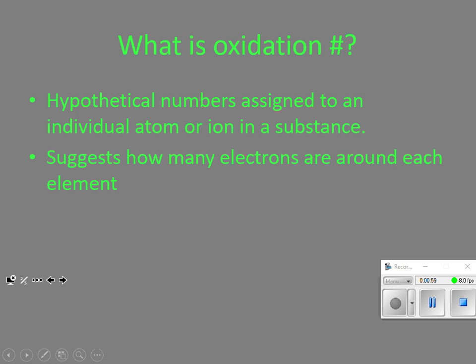Unfortunately, not only ionic compounds have oxidation numbers, but covalent ones do as well, and that's where things get a little more unclear for a Chem 1 student.